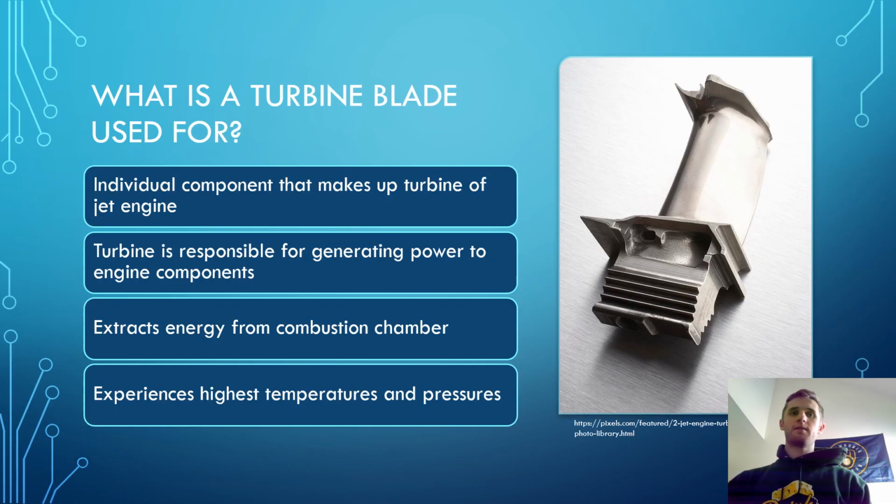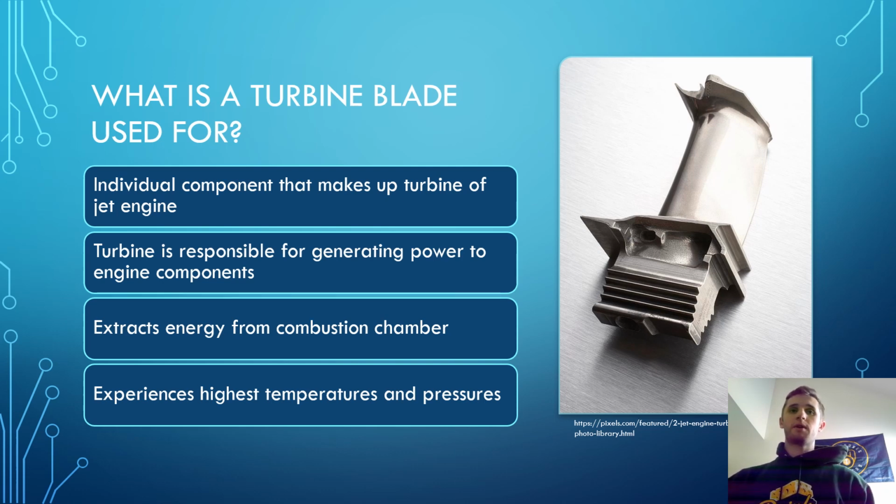To really understand this project and the process of diffusion, we need to learn what a turbine blade is used for. A turbine blade is an individual component that makes up the turbine of a jet engine. The turbine is responsible for generating power to other engine components, such as compression, and the front fans responsible for the movement of air. The turbine is able to extract energy from the combustion chamber.